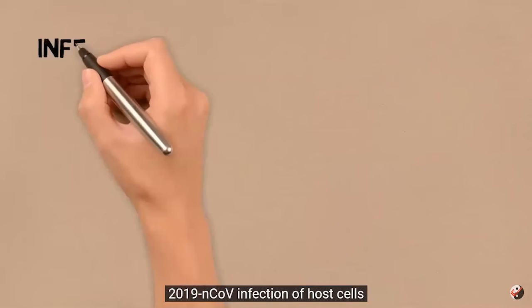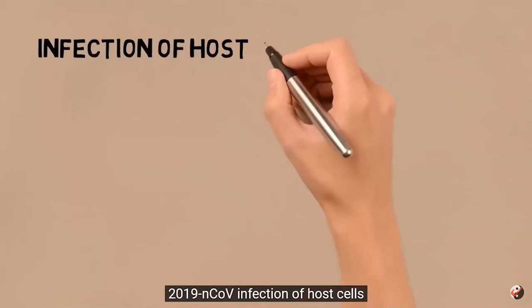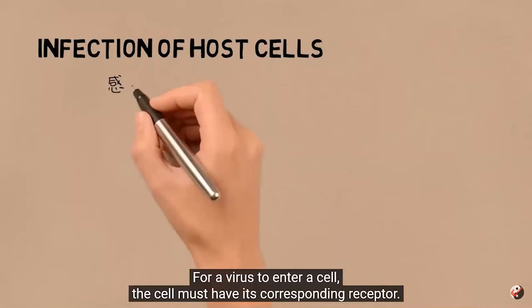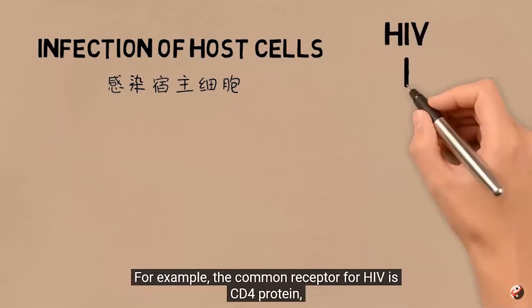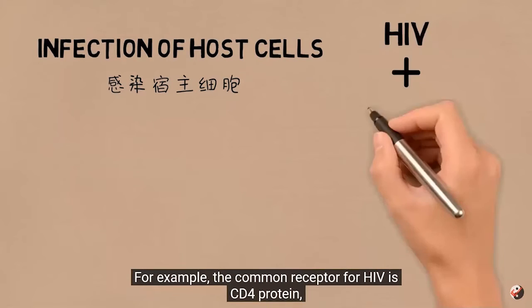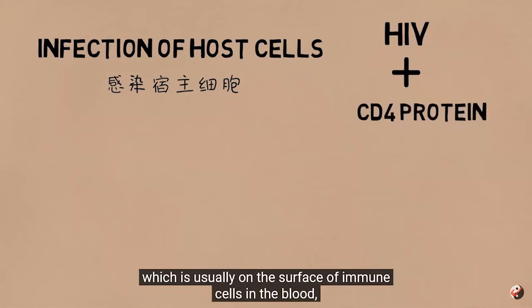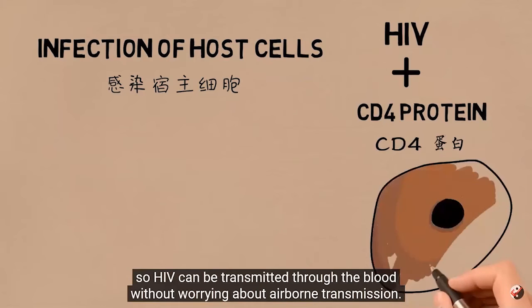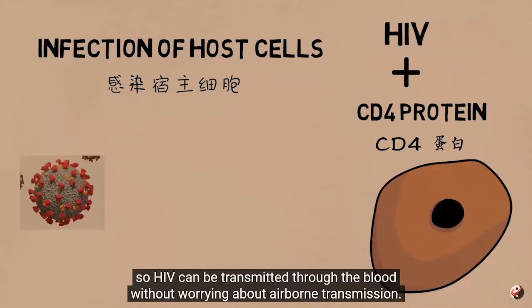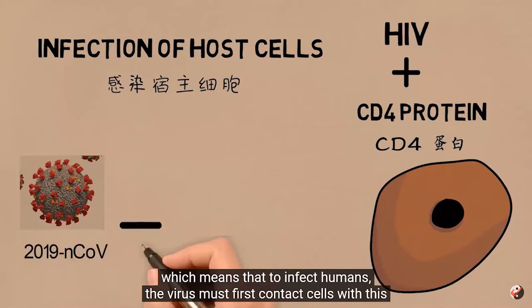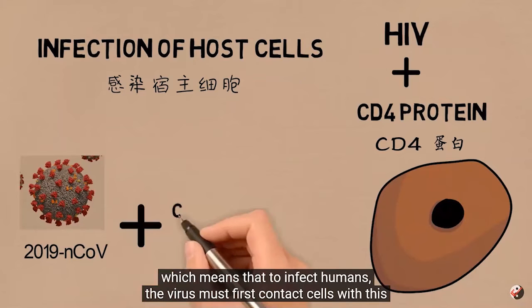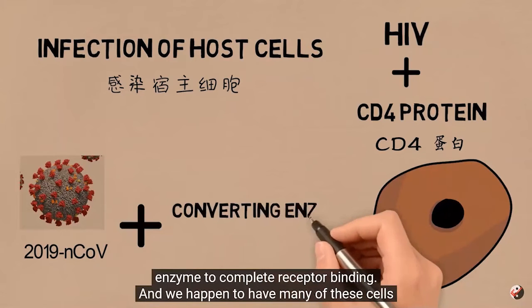2019-nCoV infection of host cells. For a virus to enter a cell, the cell must have its corresponding receptor. For example, the common receptor for HIV is the CD4 protein, which is usually on the surface of immune cells in the blood. So HIV can be transmitted through the blood without worrying about airborne transmission. The receptor of this new coronavirus is angiotensin-converting enzyme 2, like SARS, which means that to infect humans, the virus must first contact cells with this enzyme to complete receptor binding.